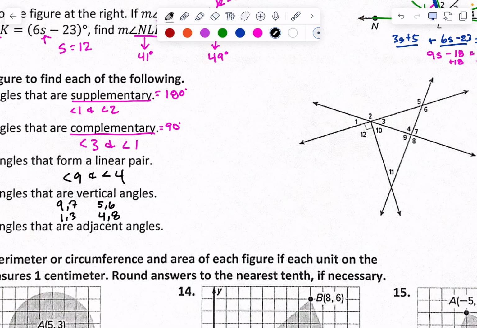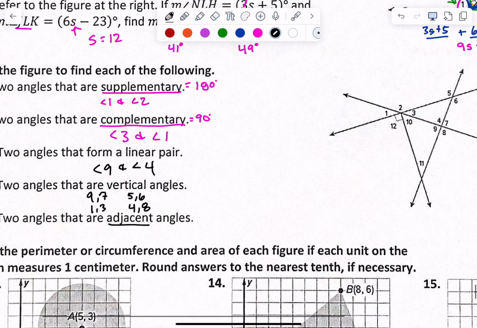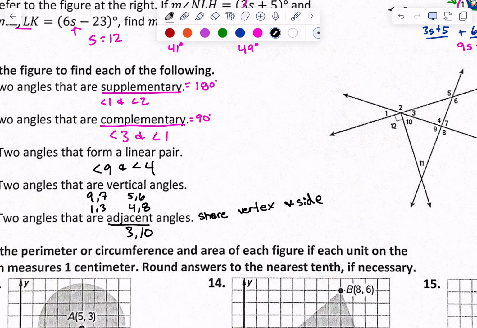Okay, what does the word adjacent mean? Right next to. So they share a vertex and a side. 3 and 10 are adjacent. 1 and 2 are adjacent. 2 and 3 are adjacent. 4 and 7 are adjacent. 7 and 8. 8 and 9. 9 and 4. 12 and 10. Are 5 and 6 adjacent?